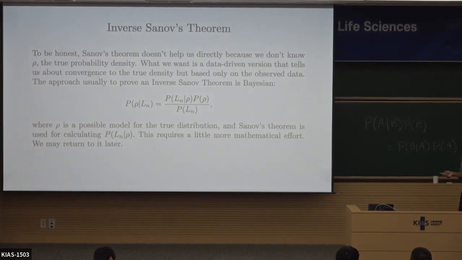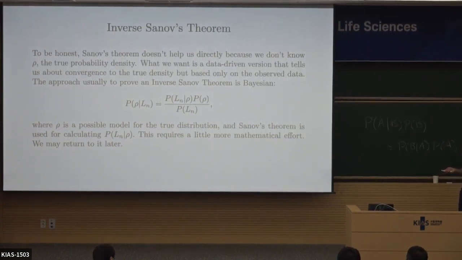So rho you should think of in the Bayesian sense as the model. Sanov's theorem tells us that this factor is the exponential of the rate function of ln, the empirical observation, with respect to rho, our model for the true density. And the denominator is just integrated over all possible true density guesses, the models for true densities. So this is how you can invert this.